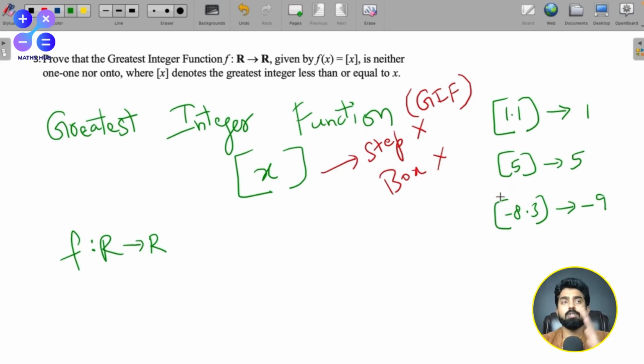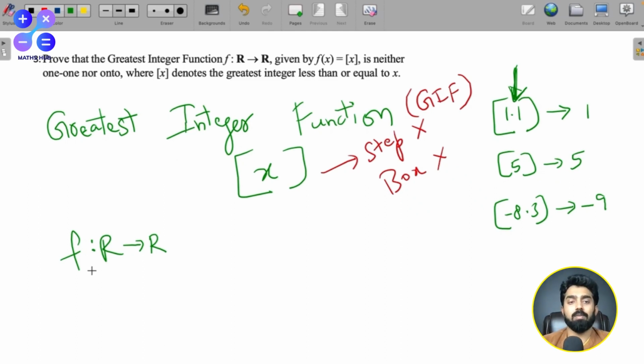So whatever value is inside this function, it will output a number which will be equal to the integer which is less than that or equal to that. That is the idea of the greatest integer function. Even though it says greatest integer, the idea is greatest integer less than or equal to x. It's not the integer which is greater than that value. So that's a little bit confusing, but you need to remember that.